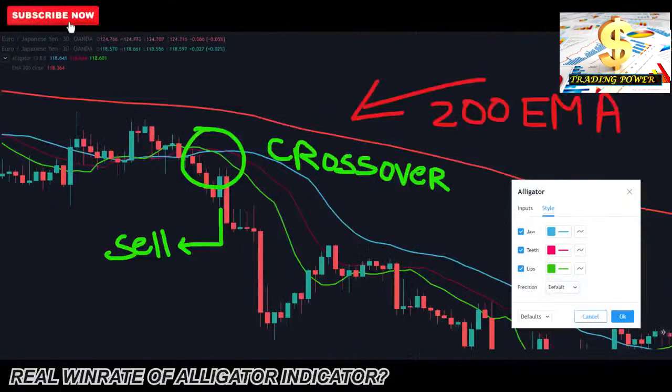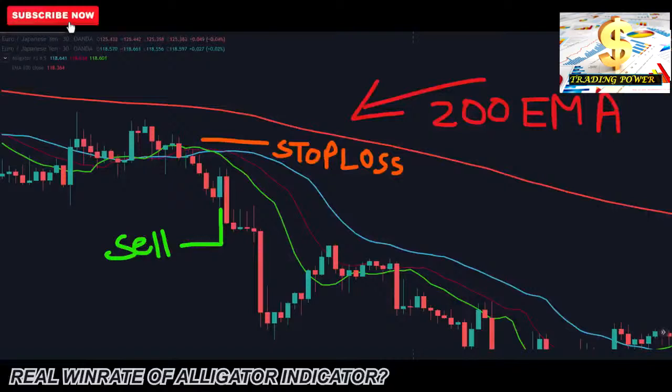Similarly, when the price is below the 200-period moving average, and we see the lips line crossing below all the other lines, and the price is below the alligator lines, we will sell as soon as the crossover happens. And set your stop loss just above the crossover.